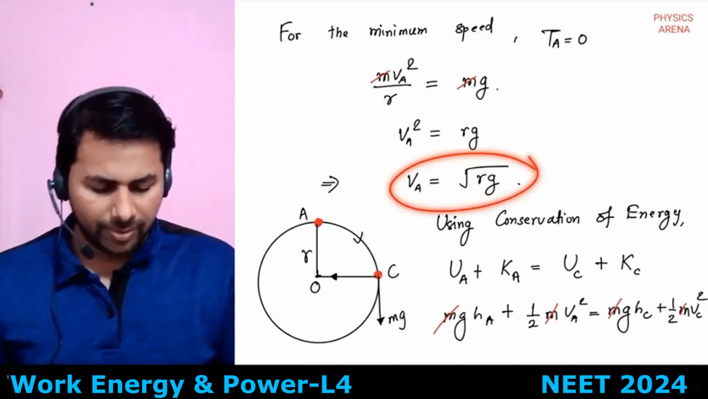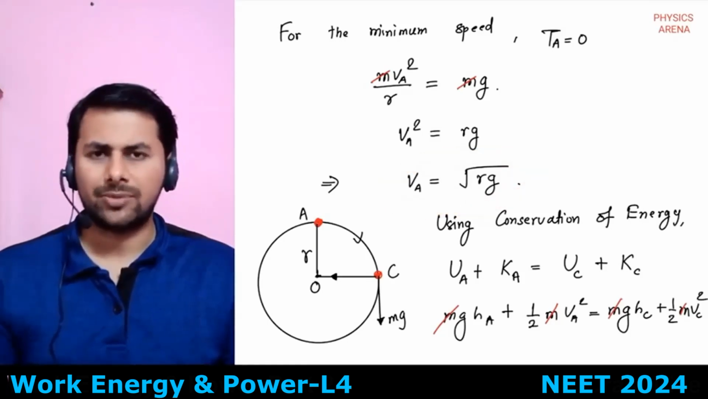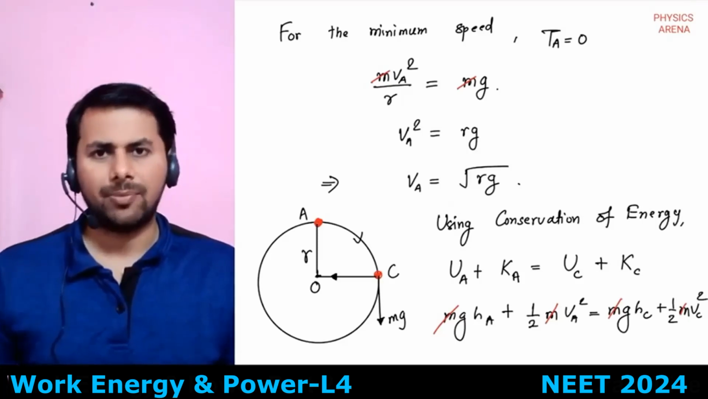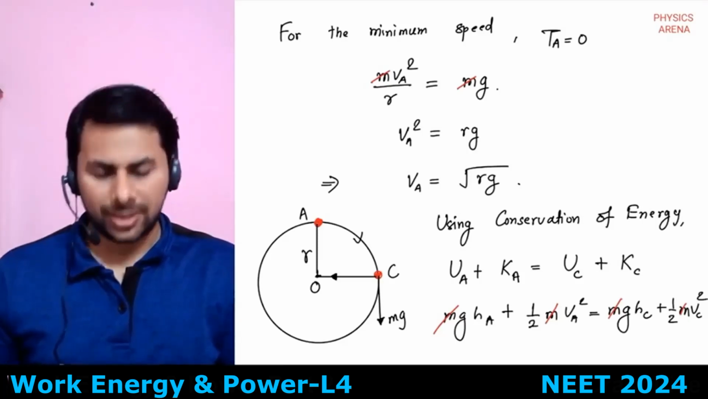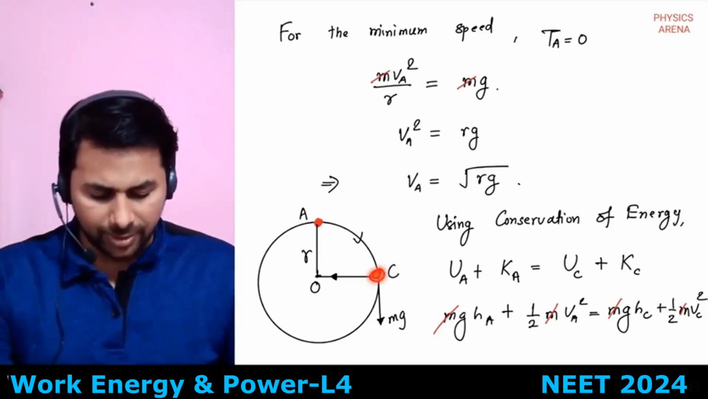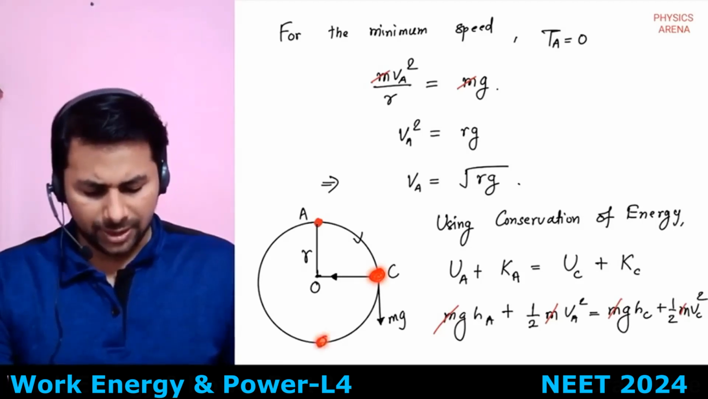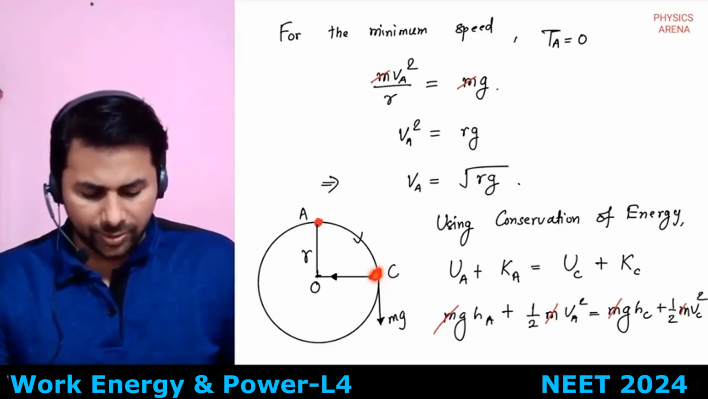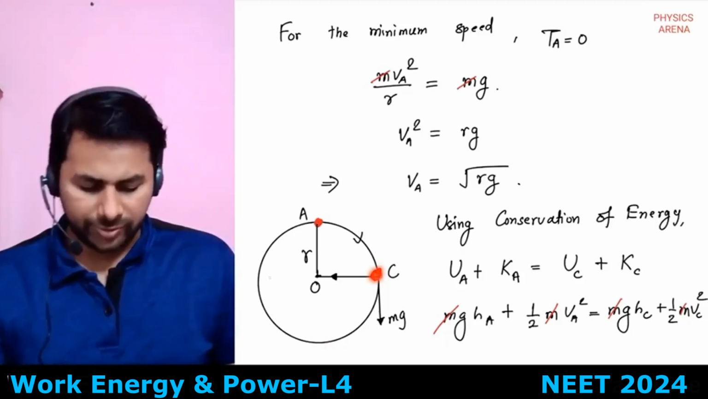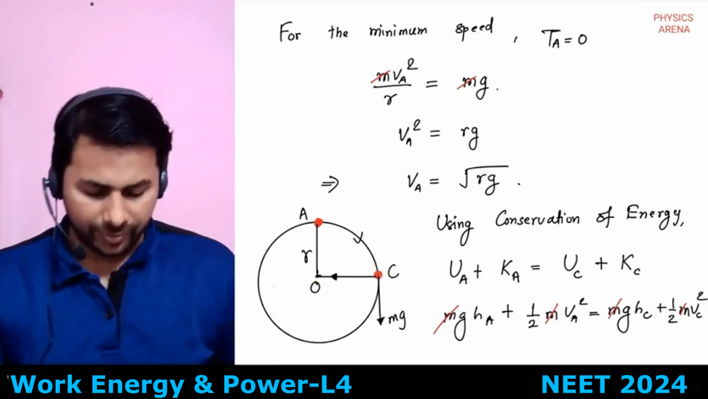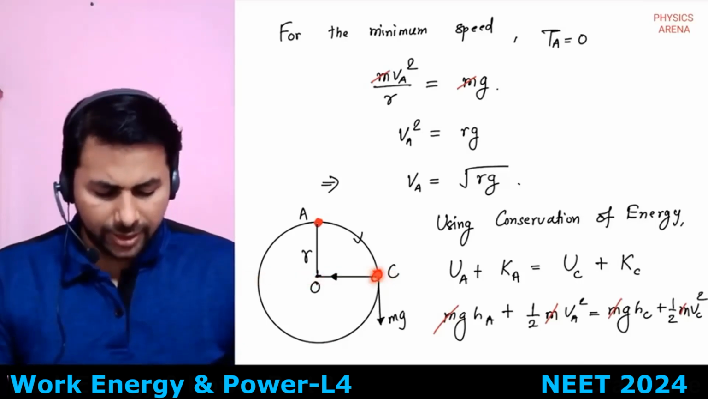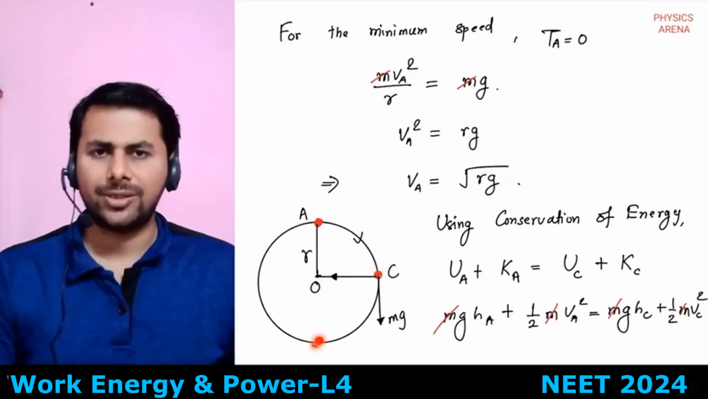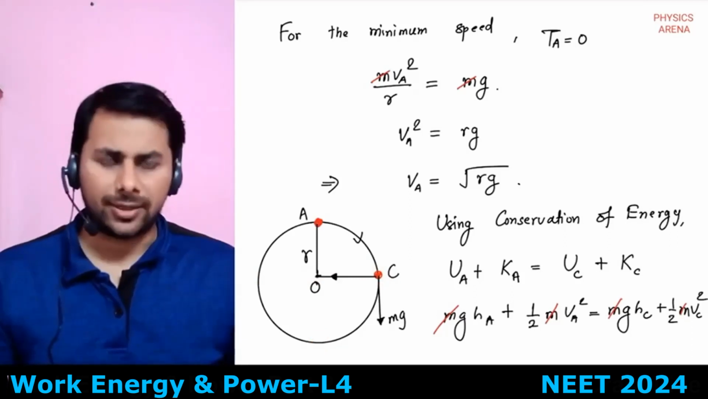Okay. Minimum velocity at the topmost position is square root of rg. Then we can apply the law of conservation of energy and find the minimum velocity at this position as well as at this position. So at this midway point, it's square root of 3gr, and at this point it is square root of 5gr.